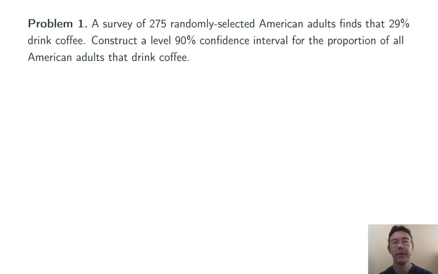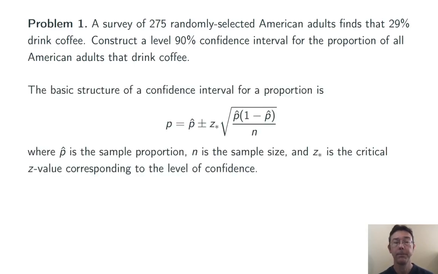Problem 1. A survey of 275 randomly selected American adults finds that 29% drink coffee. Construct a level 90% confidence interval for the proportion of all American adults that drink coffee.